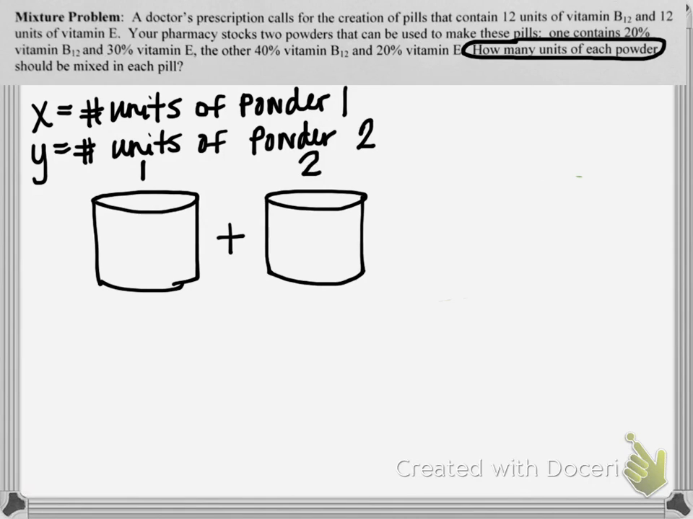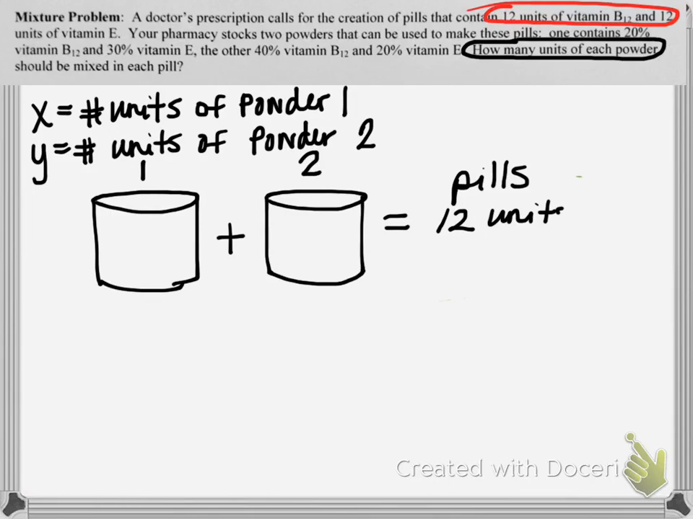If you read the problem here, my goal is that we want to create a pill that contains 12 units of vitamin B and 12 units of vitamin E. So when I take my two powders and mix them together to make these pills, the pills that I'm creating need to contain 12 units of vitamin B, B12, and 12 units of vitamin E. So that's my goal.